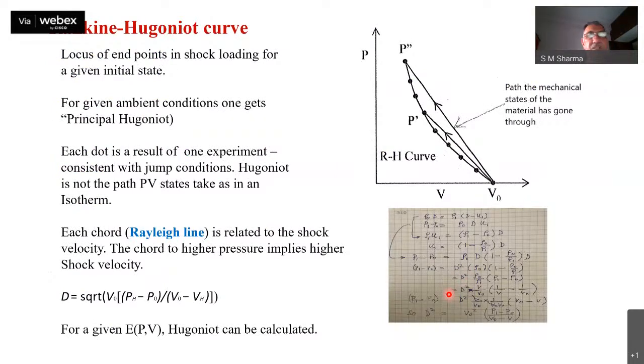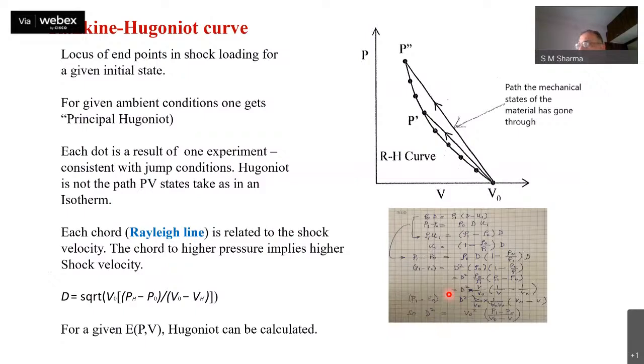Once the jump conditions are known, one can try to understand the shock response of a material. But before we go into that, let me mention a couple of other very useful concepts. In an isotherm, we talked about PV states.